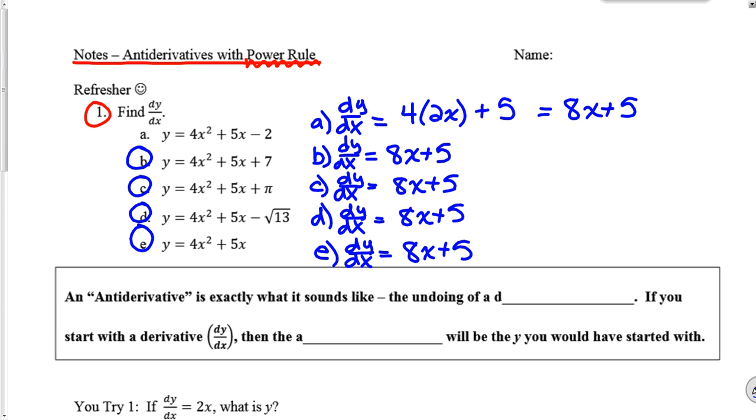So after finding each of these derivatives, I believe every single function has the exact same derivative, which is 8x plus 5. So let's move down into the box that talks about what an antiderivative is. And an antiderivative is really exactly what it sounds like. It's the undoing of a derivative.